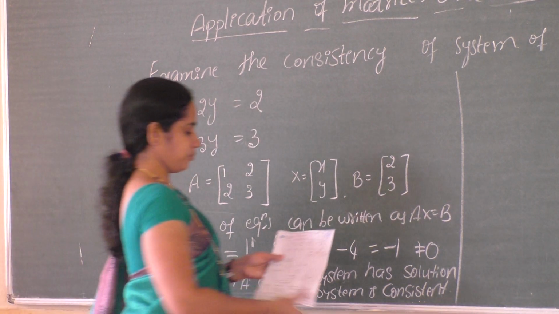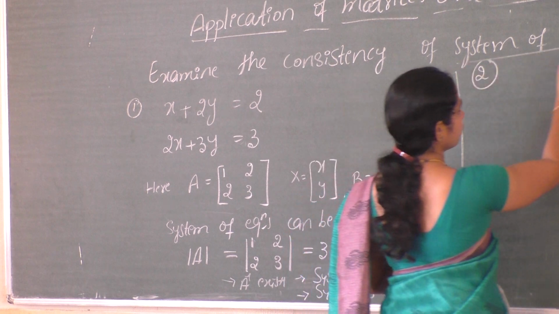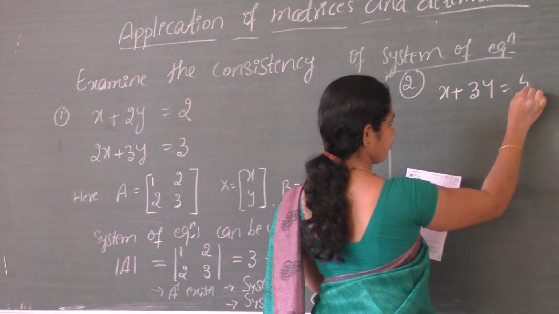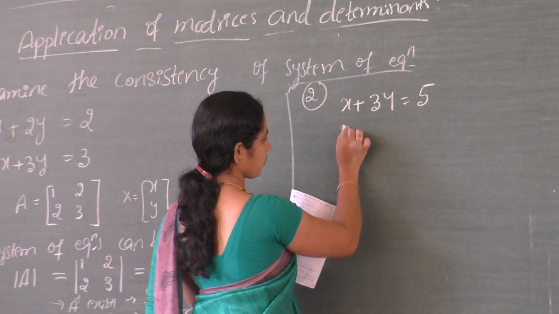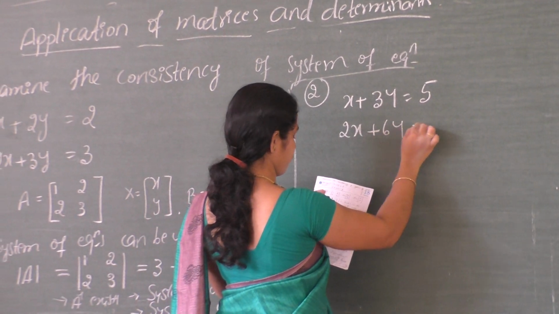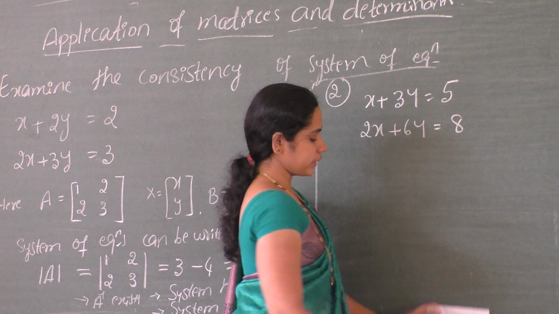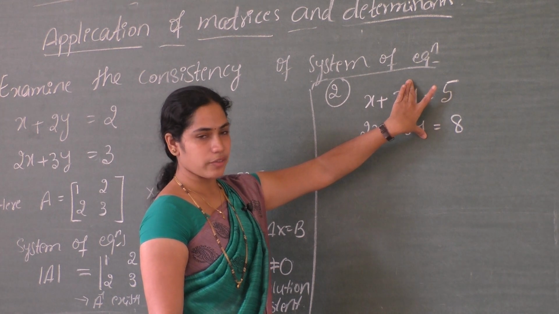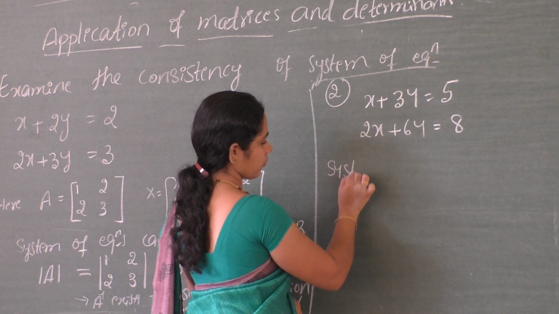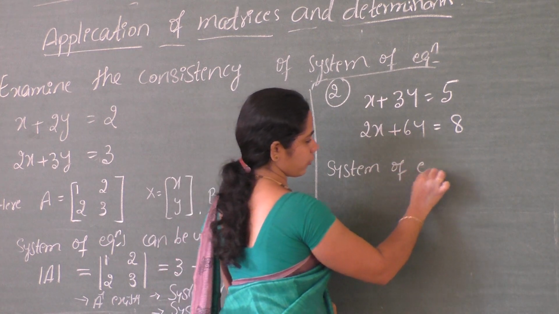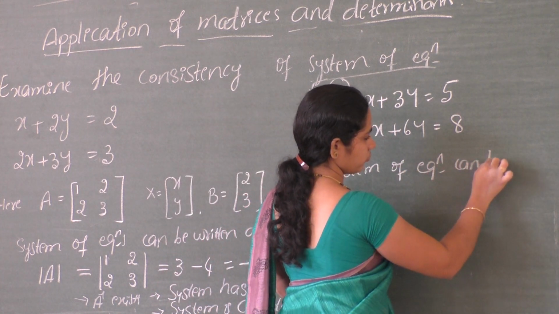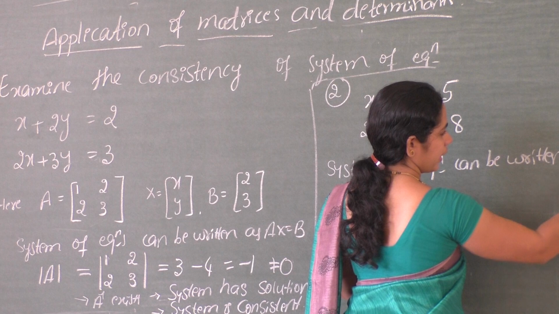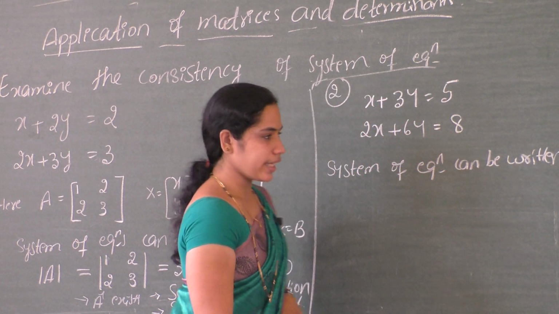Second problem. x plus 3y equal to 5, 2x plus 6y equal to 8. Same question. Examine the consistency here. First write the system of equations in the form AX equal to B.